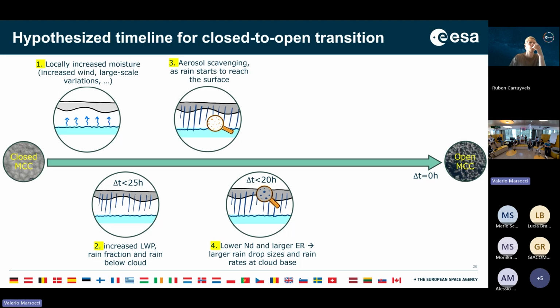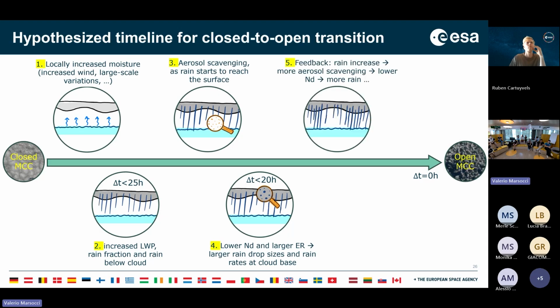And when we have larger droplets, we again increase the rain. So what we get is this sort of feedback mechanism. With more rain, we get more aerosol scavenging, we get lower number concentrations and higher radii, which again leads to more rain, and so on and so on.